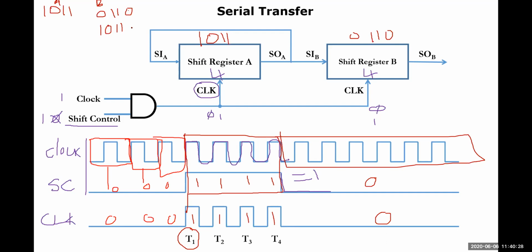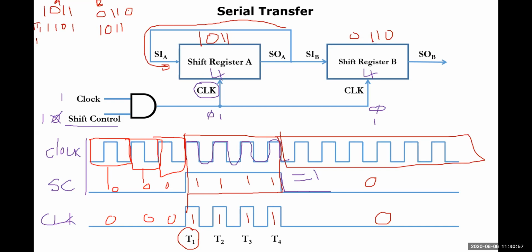It cannot be stored anywhere else. Similarly, this bit will be moved here, so that this bit comes here, 0 comes to this place, and 1 comes to this place. Because of this feedback mechanism, whatever bit you have moved to B will be placed back into A again. This is at T1.